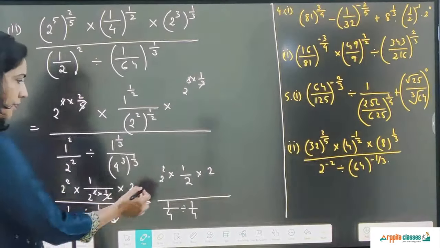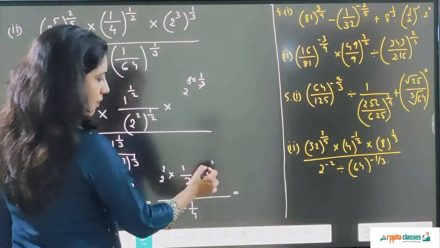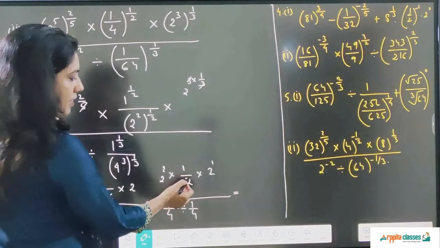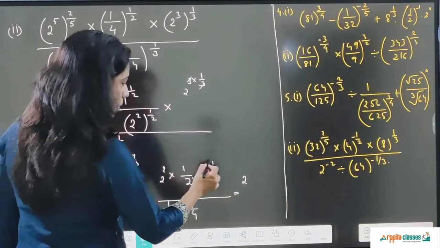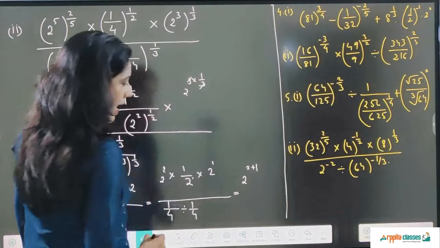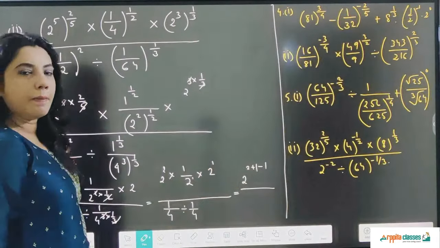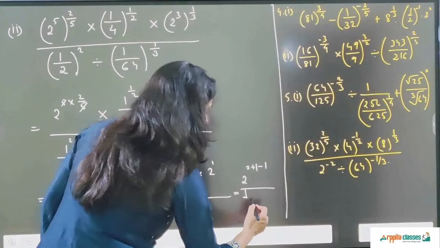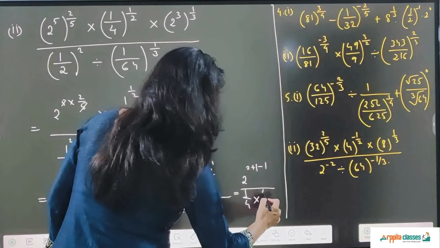Okay, so now here I can use the indices formula. 2 to the power 2 and 2 to the power 1 is the numerator, and 2 to the power 1, this one is at the denominator. So I am directly doing it now. 2 to the power 2 plus 1, this 2 plus 1 should be added, and this minus 1, because it is in division form, so it will be minus 1. Down I have 1 by 4 into, this will be 4 by 1.